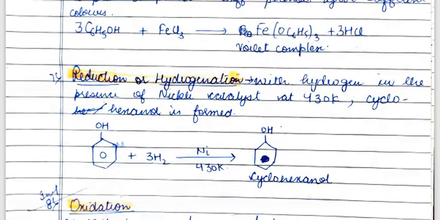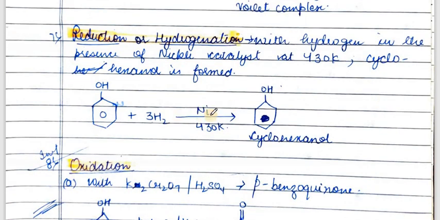Now reaction with hydrogen in the presence of nickel, then these double bonds are removed and hydrogenation is done. Hydrogenation means hydrogen is added across the double bonds and it is called reduction. In the addition of hydrogen in the presence of nickel at 430 Kelvin, these three double bonds get hydrogenated and therefore three hydrogen molecules are used and we get, now this is not a benzene ring, now it is a hexane, and it is cyclohexane with OH, so it is cyclohexanol.